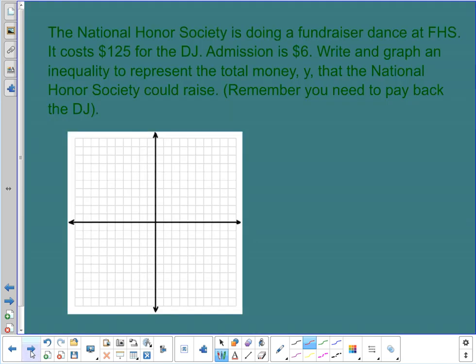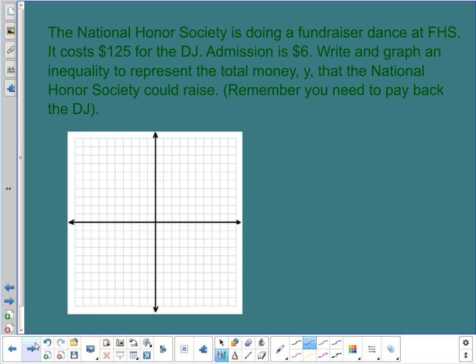All right. Last one. It says the National Honor Society is doing a fundraising dance at Farmington High School. It costs 125 bucks for the DJ. Admission is $6. Write and graph an inequality to represent the total money Y that the National Honor Society could raise. Remember that you need to pay back the $125 for the DJ.